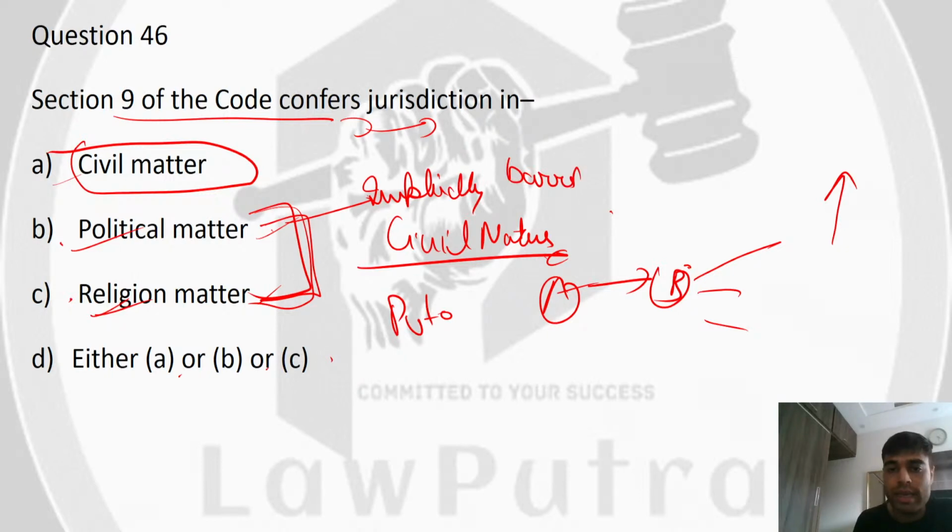Impliedly, because when we read section 9 in detail, one of the essentials is that the suit has to be of civil nature. And under civil nature you will study what is a civil suit, that is a suit between two private parties. So these two aspects do not come in, so it is impliedly barred.